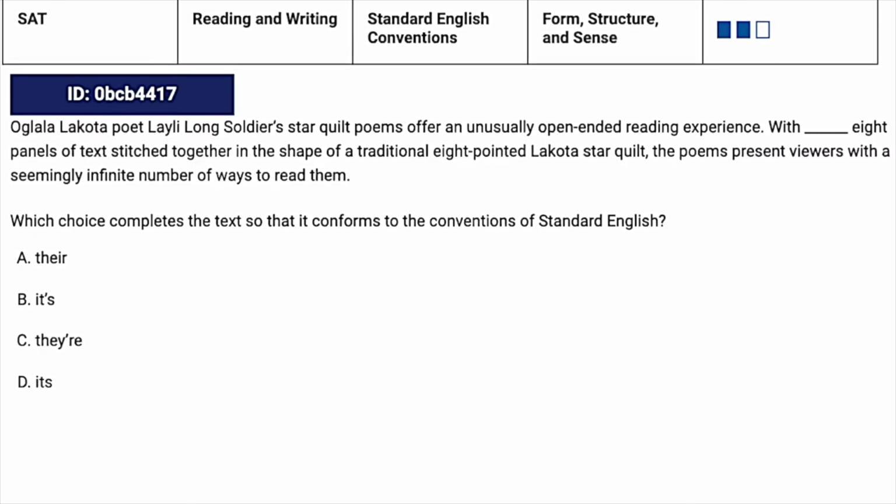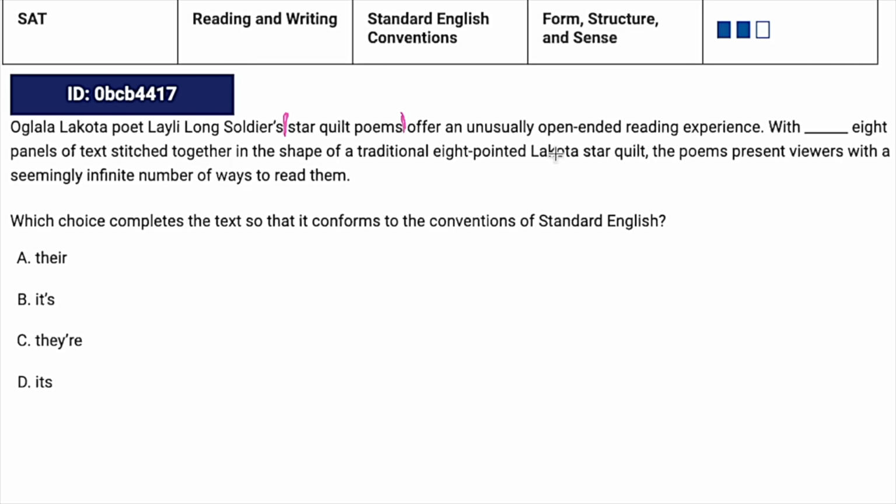Let's do another medium one here. Again, pause it, try it on your own first, but here we go. So this one, because we're dealing with pronouns, and I can see we've got options between its versus their, I am going to read the first sentence because we need to know what the pronoun is referring to. So we have "this poet's star quilt poems." So star quilt poems is the main subject of that first sentence.